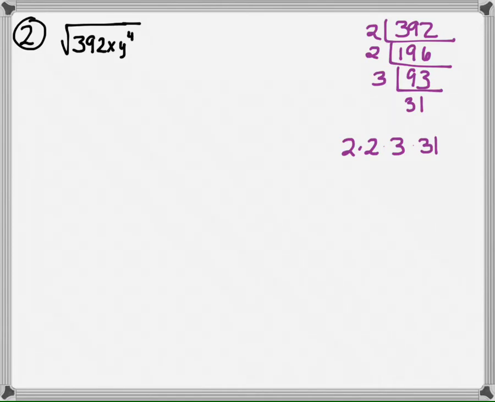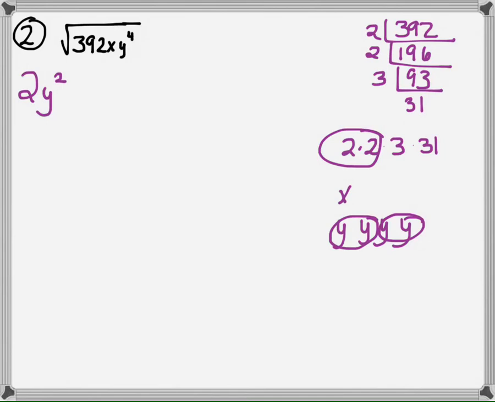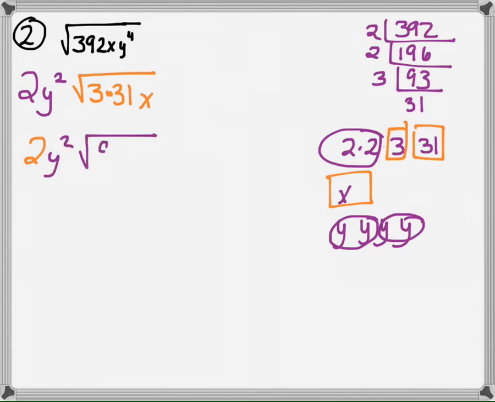Now, for variables, I had x and y to the 4th. So we're looking for sets of 2 that we can bring out. So there's a set of 2 2's, there's a set of 2 y's, and there's another set of 2 y's. So what was brought out of the square root is 2y squared, because we had 2 of those y sets. What was left behind was everything else. So the 3, the 31, and the x were left behind under the square root. They didn't have anybody to join up with to get out. And then simplify any math that you may not have done. And we end up with 2y squared times the square root of 93x. And that whole thing is your answer.